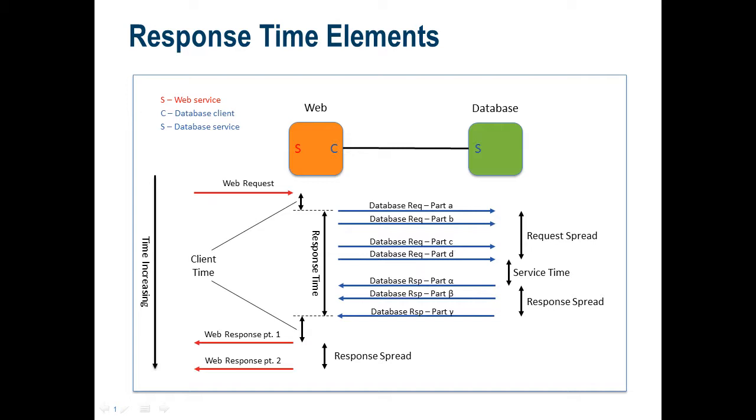Last week we looked at response time elements, the components that make up the overall response time of a service. We saw that there is a request spread, so the actual request for a service may be spread across a number of packets. Then we have a service time, and then there may be a spread of response packets. Today I'm going to look at a trace of accessing a file off of a file server, and we're going to look at these different elements of spread, service time and overall response time.